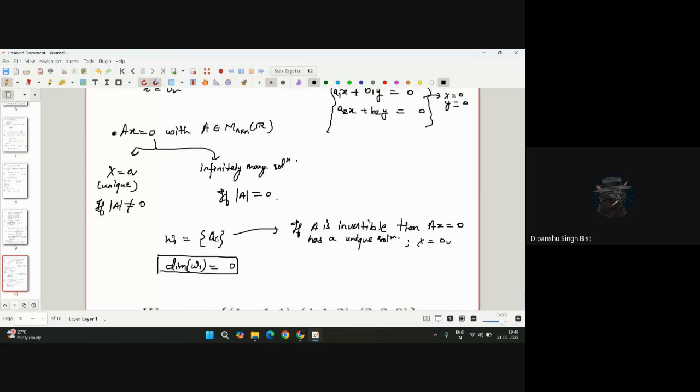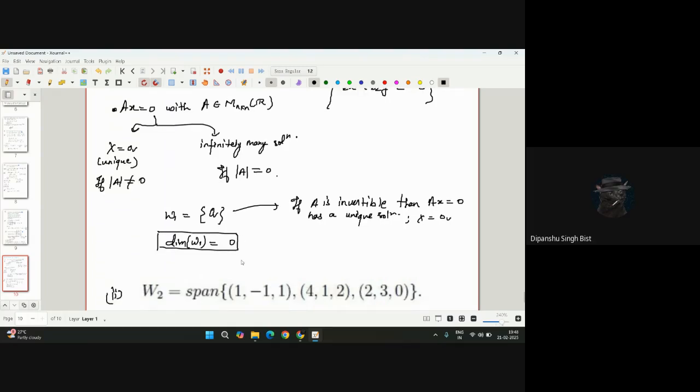See, first we tried to find the basis for W1. The basis we got is a single point, which is the 0 vector, and its dimension is 0. It means the space spanned by this will have dimension 0, because the 0 vector is just a point. Even mathematically, the 0 vector will look something like this: 0, comma 0, comma 0.